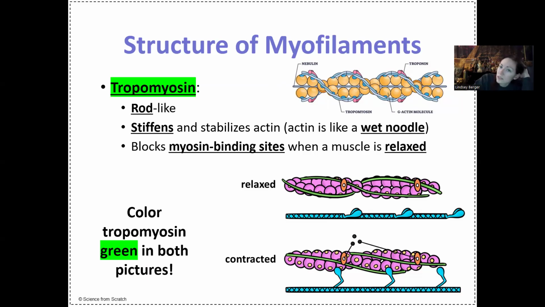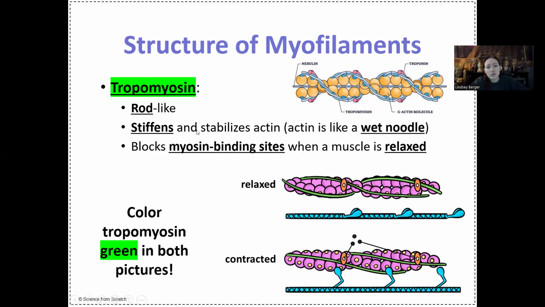Otherwise it's like a wet noodle. Like, have you ever seen a wet spaghetti noodle? You can't make that thing stand up on its own. So this tropomyosin comes in and helps stiffen and stabilize that actin so it can be there in the right spot at the right time for the myosin to grab hold of to pull.